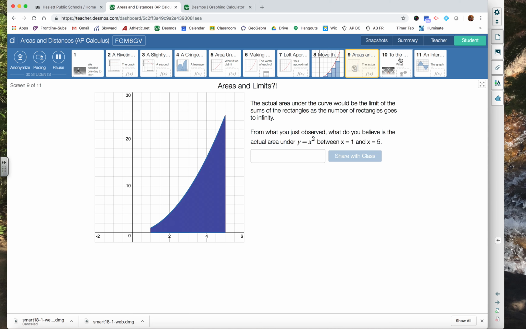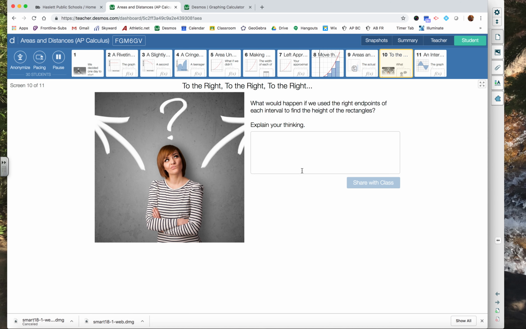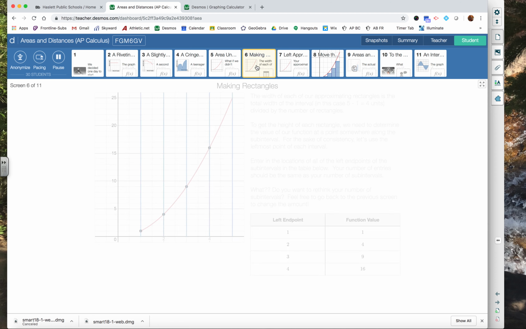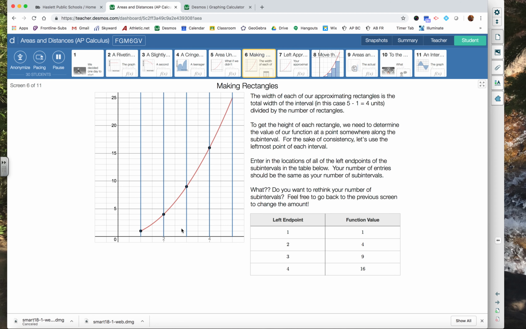We could also use the right endpoints. Now, if you go back and think about that here, my right endpoint would be 2 here. So if I use my right endpoint, I would actually be over approximating what's going on here. My area, my first rectangle, then would be 4. My second rectangle would be 9. Then I would have 16. Then I would have 25.